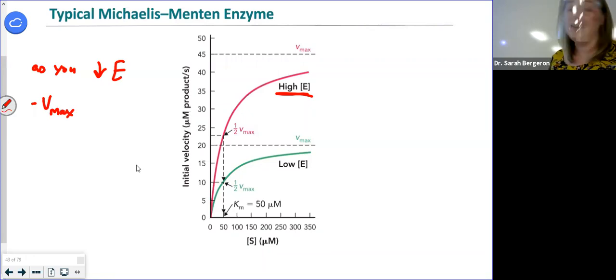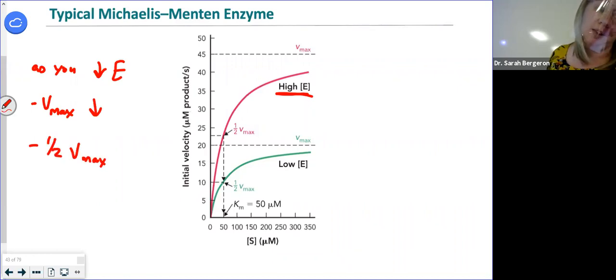It gets lower. Does that make sense? Vmax goes down, right? I don't have to write Vmax again. Does it make sense? You have less enzyme there. So you start out with the same amount of substrate, but you have less enzyme. So is your reaction going to proceed at the same rate? No, your Vmax is going to go down. Okay, now, is your 1/2 Vmax the same? If Vmax is not the same, 1/2 Vmax cannot be the same. So 1/2 Vmax has to go down.